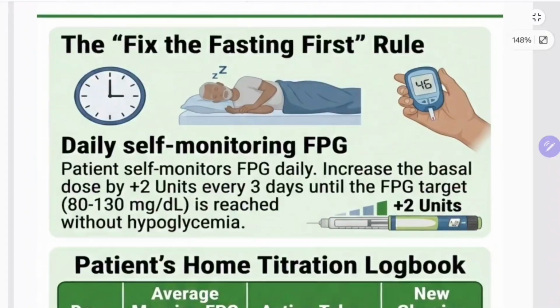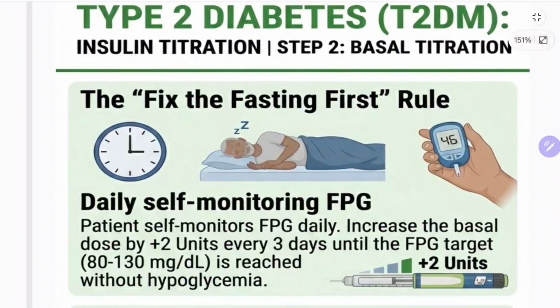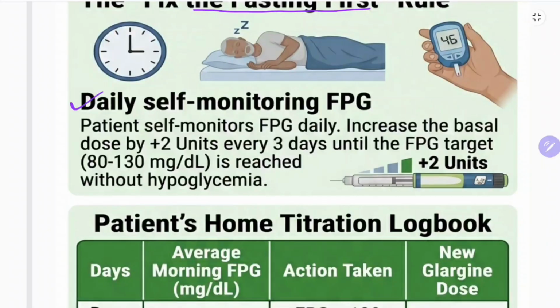Now, how will you titrate? Step 2 is titration. Fix the fasting glucose first. That is how you titrate the fasting plasma glucose. The patient self-monitors fasting plasma glucose daily. Increase the basal dose by 2 units every 3 days until the fasting plasma glucose target of 80 to 130 milligram per deciliter is reached without any hypoglycemia.